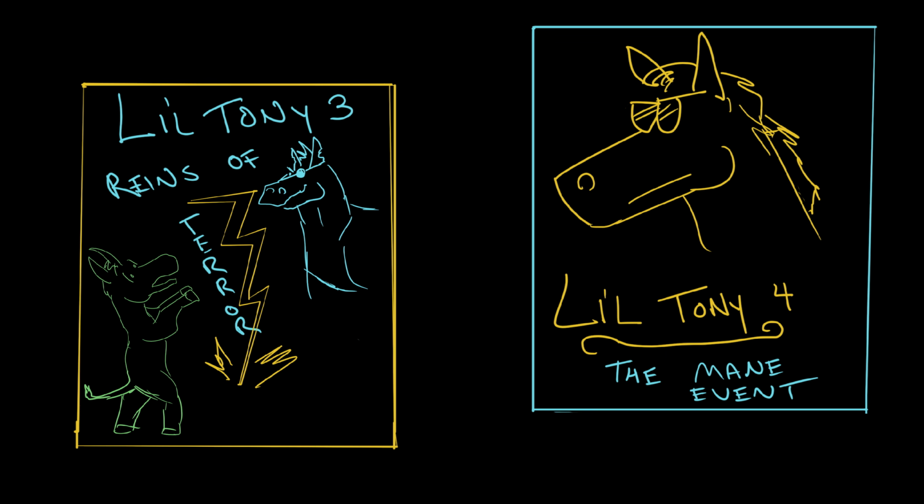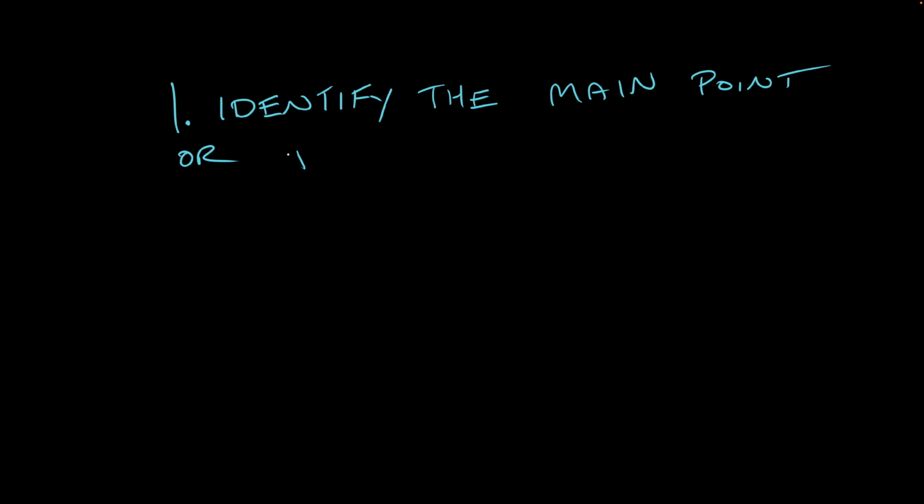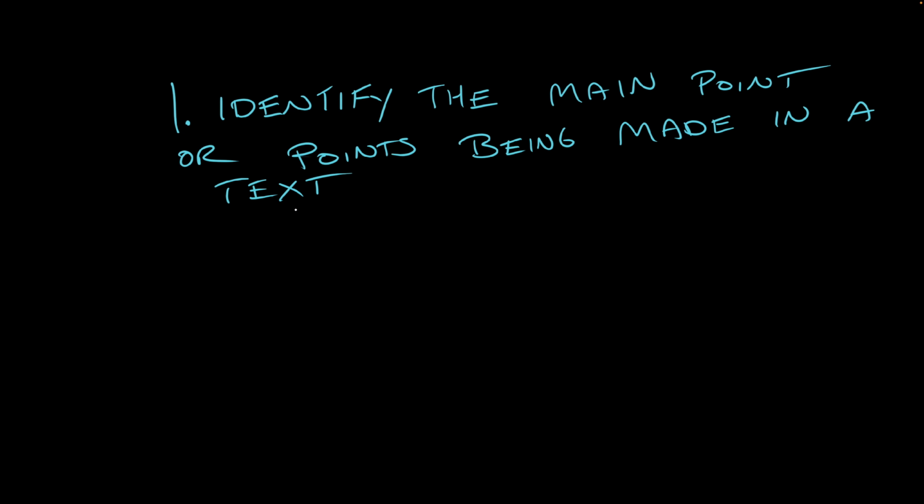Here's how to explain how an author uses evidence to support their points. Or, as we like to say around here, here's how to play Prove It. First, identify the main point or points being made in a text. One way I like to do this is to restate, in my own words, what the author's point is.